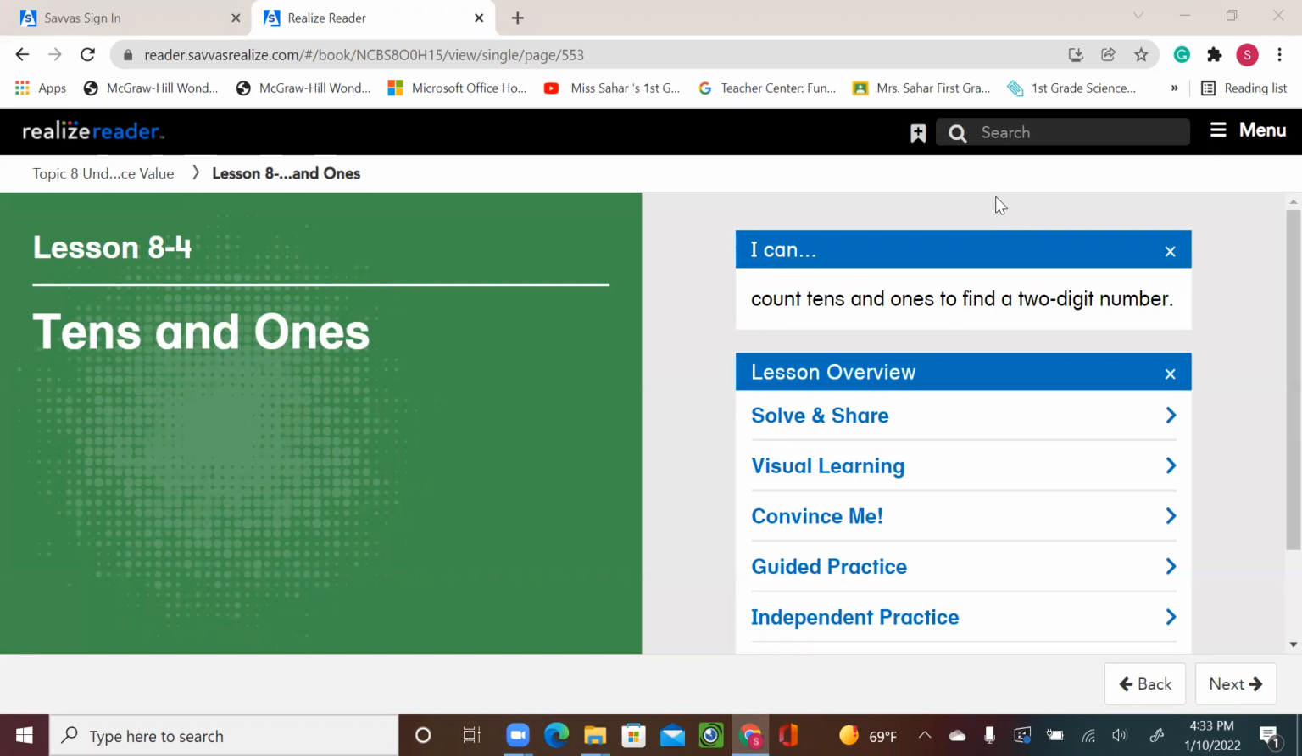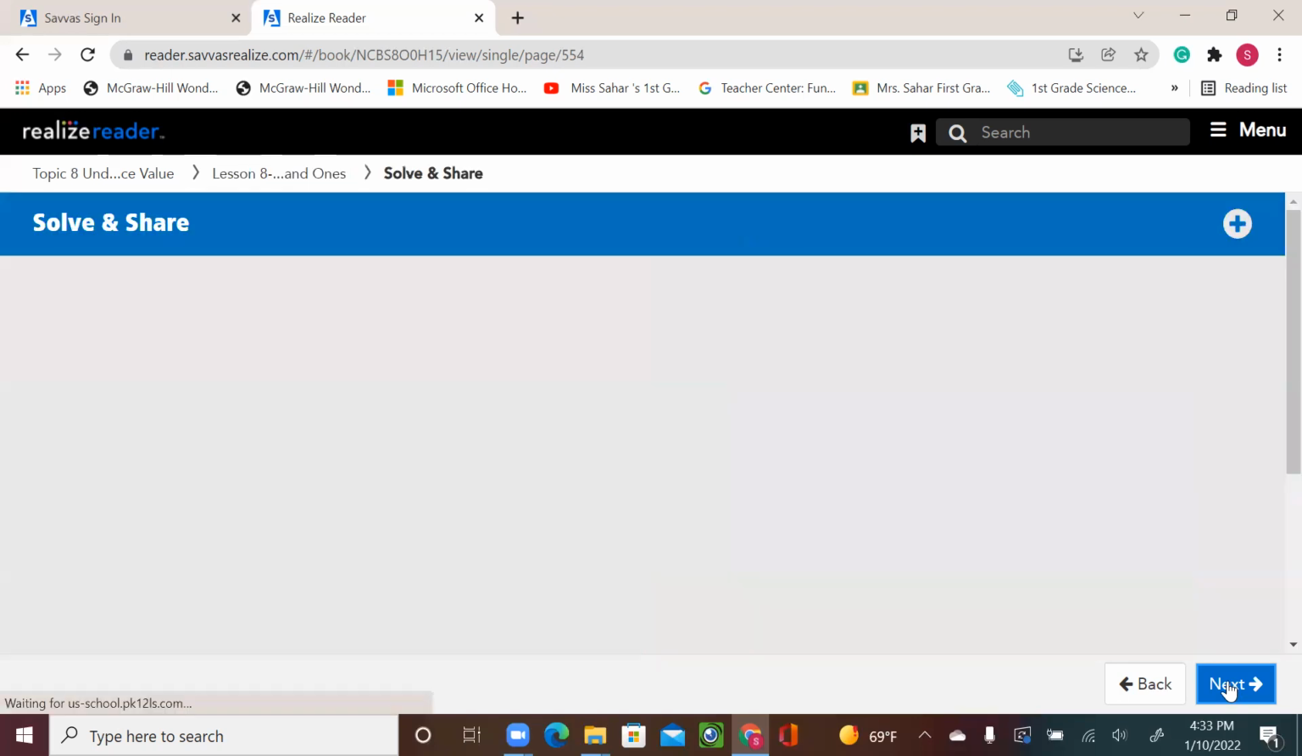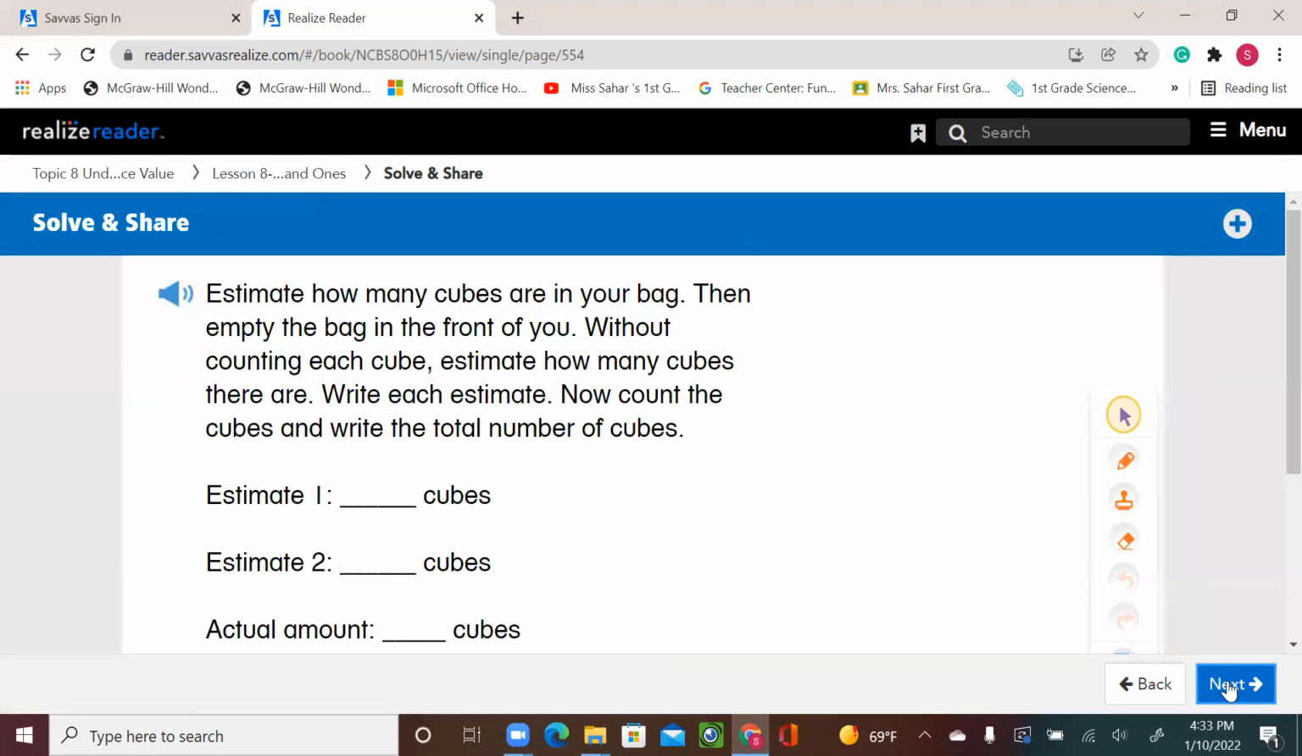And then we also learn about, for example, when you have 10s and ones, like 35. So I have 3 groups of 10: 10, 20, 30, and 5 ones or 5 cubes. Let's see what we have today. Estimate how many cubes are in your bag. Then empty the bag in front of you. Without counting each cube, estimate how many cubes there are. Write each estimate. Now count the cubes and write the total number of cubes.